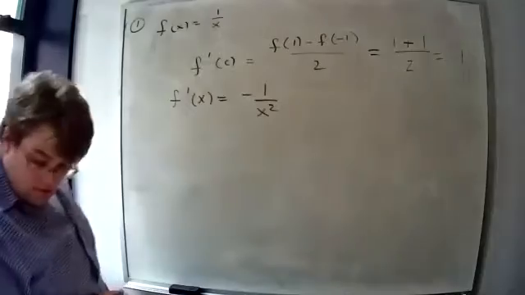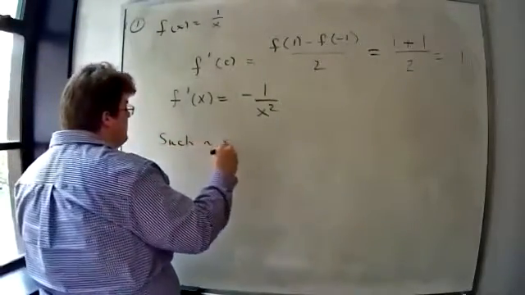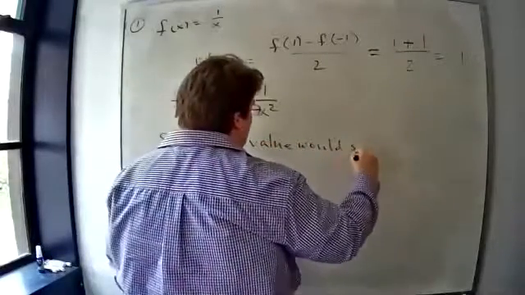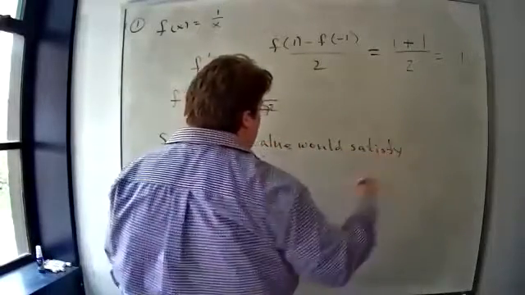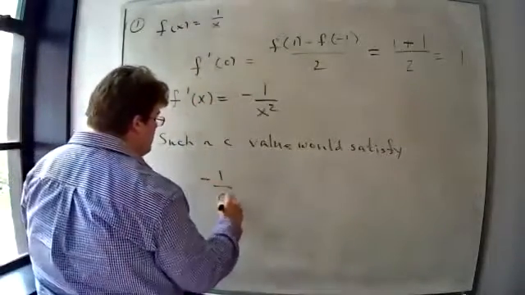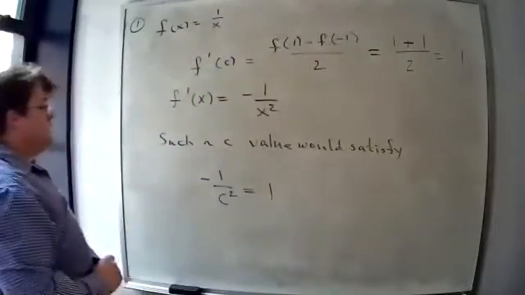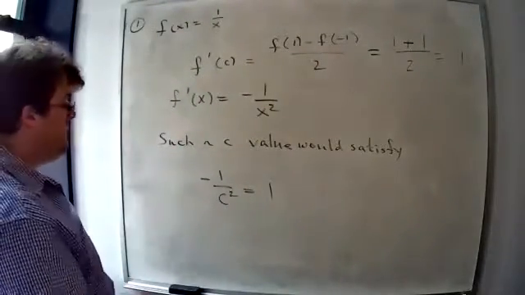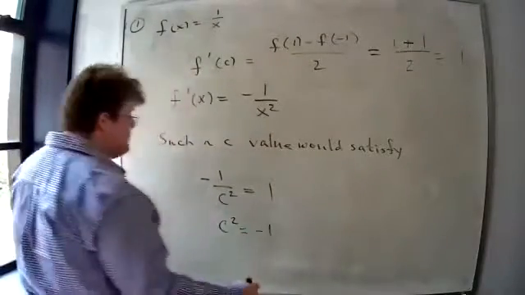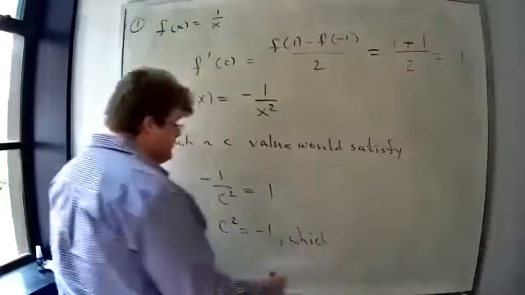So to answer the question, show there's no c value, I'll say such a c value would satisfy, well, f prime of c, negative 1 over c squared, equals 1. If a c existed, it would satisfy this equation. C squared equals negative 1. And that has no real solution.